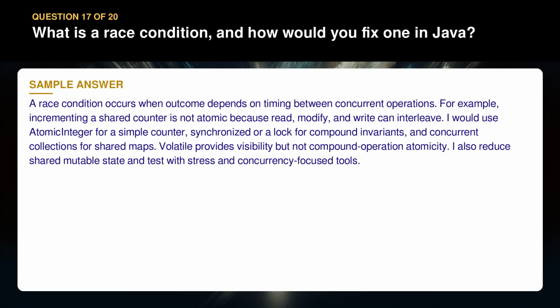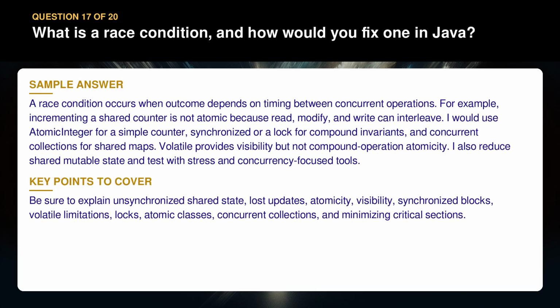I would use AtomicInteger for a simple counter, synchronized or a lock for compound invariants, and concurrent collections for shared maps. Volatile provides visibility but not compound operation atomicity. I also reduce shared mutable state and test with stress and concurrency focused tools. Be sure to explain unsynchronized shared state, lost updates, atomicity, visibility, synchronized blocks, volatile limitations, locks, atomic classes, concurrent collections, and minimizing critical sections.